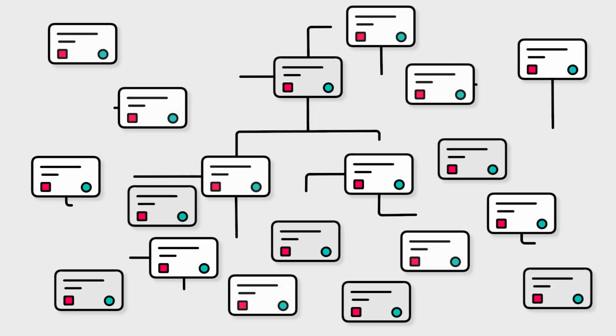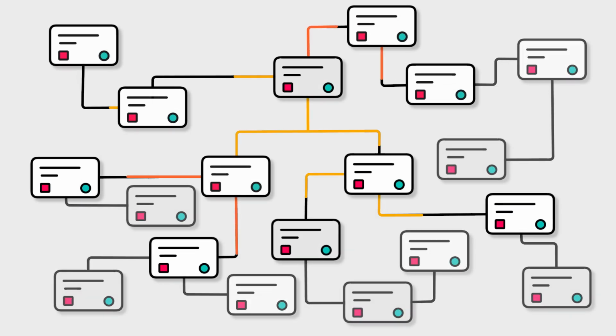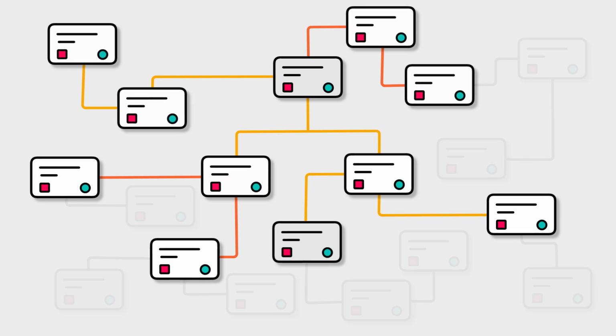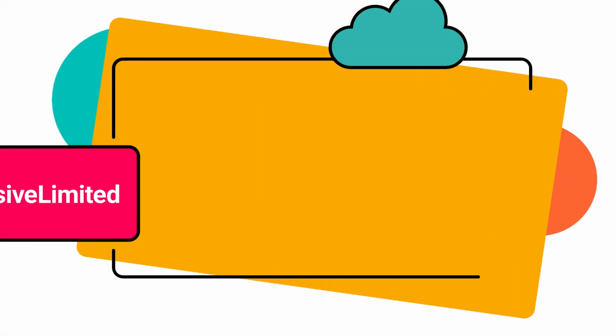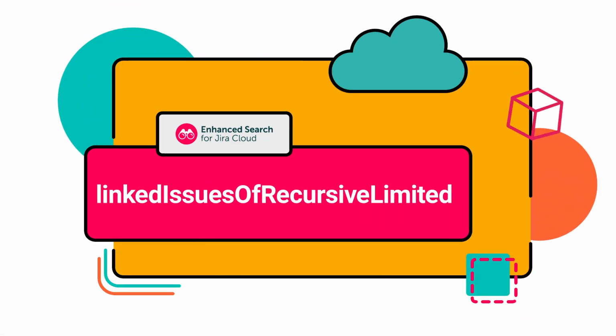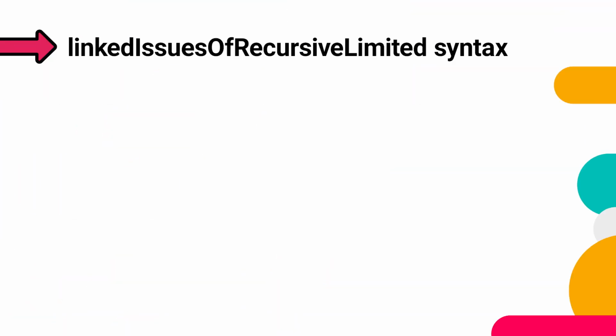Feeling overwhelmed by intricate webs of issue relationships across your Jira projects? The linkedIssuesOfRecursiveLimited function lets you define the depth of your search so you only see the issue relationships that are most relevant to your tasks. So how does it work?